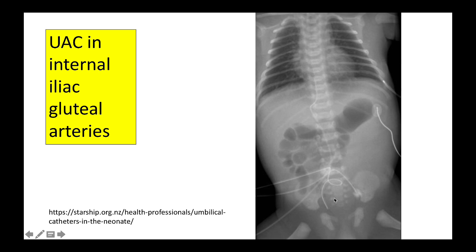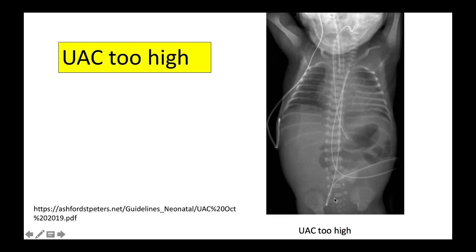So if it's going down the leg, it just needs to come out. And our last x-rays on UACs, you can obviously see that this one has gone way too high. This looks like it's gone all the way up the aorta, but it hasn't threaded into the left ventricle. Instead, it's gone into one of the great vessels which comes off the aorta. Again, this has to come back.